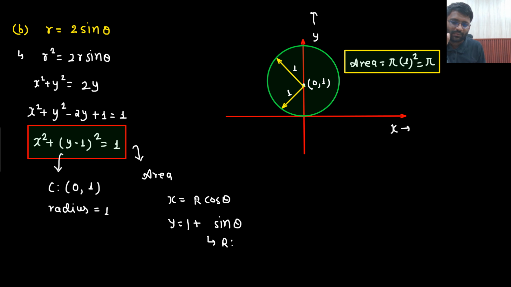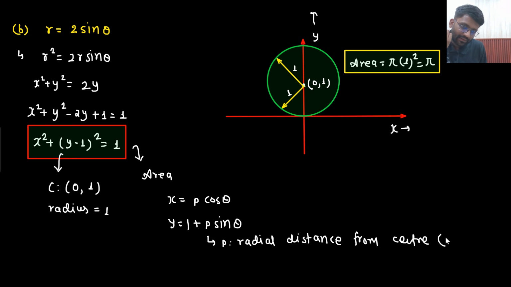So let's assume it's some other variable: x equals p cos theta, y equals 1 plus p sin theta. So what is this p? P is the radial distance from the center (0, 1). What will be the range of p? P goes from 0 to 1. And what will be the range of theta? It has to cover the complete circle, from 0 to 2 pi.